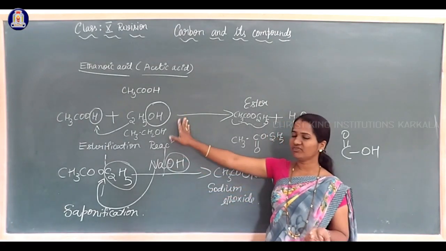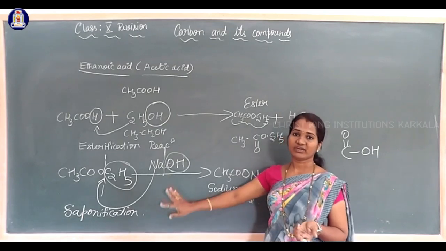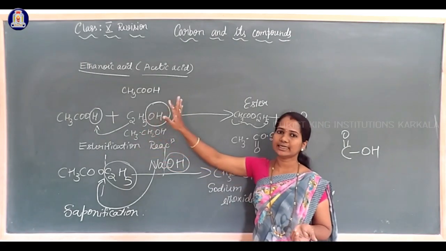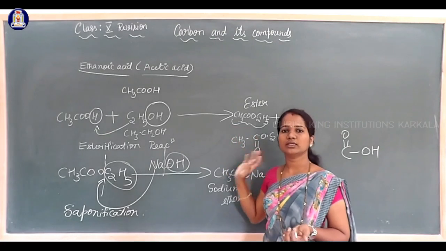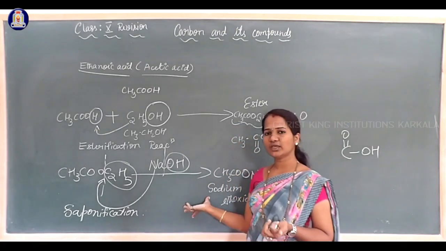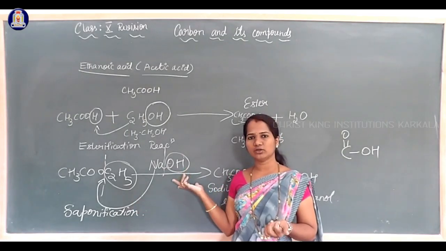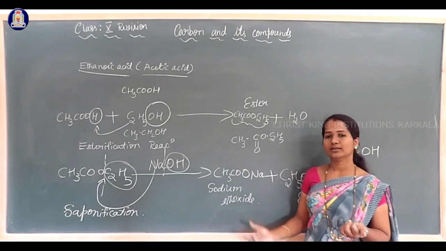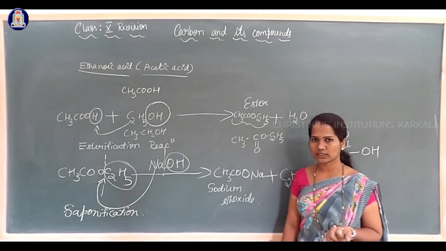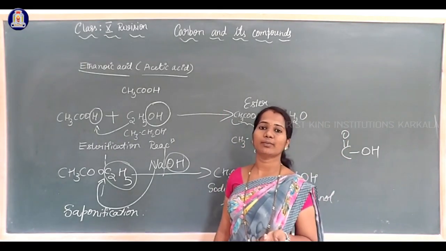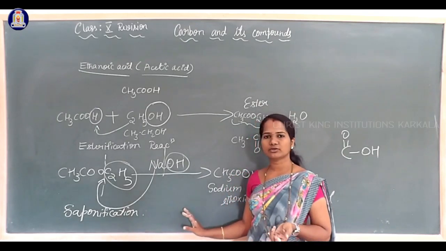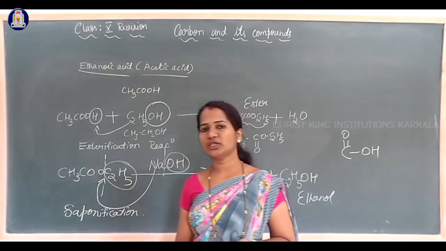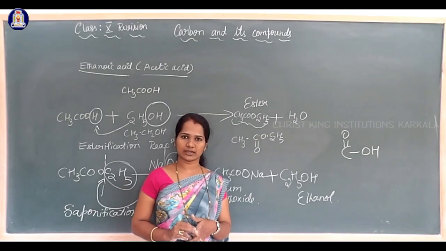Differentiate between esterification and saponification reaction. First difference, the reaction itself. The reaction between ethanoic acid and ethanol to give ester and water is called esterification reaction. Saponification reaction: when ester is treated with sodium hydroxide, we get ethanol with the byproduct sodium ethoxide. Esterification reaction is used in the manufacture of perfumes. Saponification reaction is used in the manufacture of soaps. So these are the main differences between esterification reaction and saponification reaction.